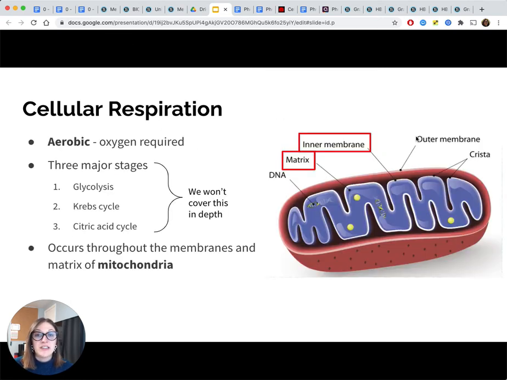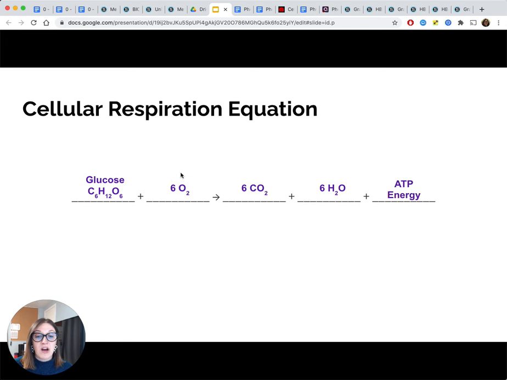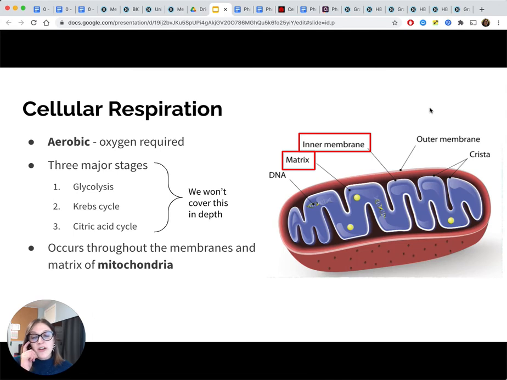This process is aerobic. What that means is that oxygen is required in order for this process to occur. Again, you can see that oxygen is a reactant, so therefore these two molecules are required for cellular respiration to happen. There are 3 major stages that take place in the cellular respiration process. We are not going to cover these 3 steps in depth, but you can expect that you would learn these in an AP class or college level biology class. So someday you might learn this content more in depth when you go to college.